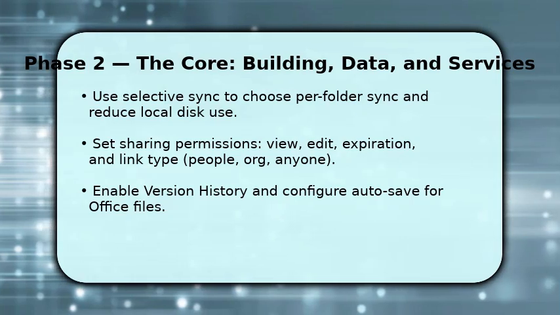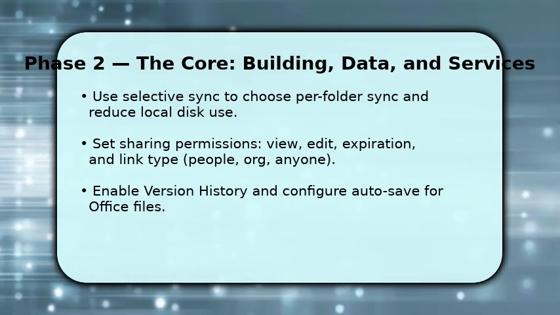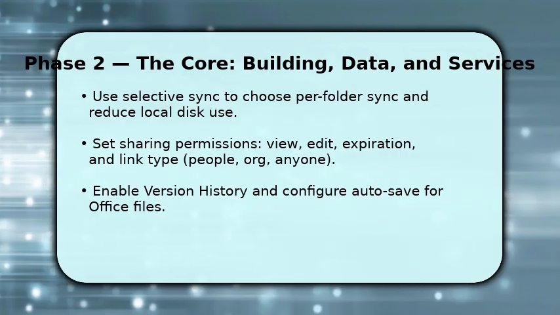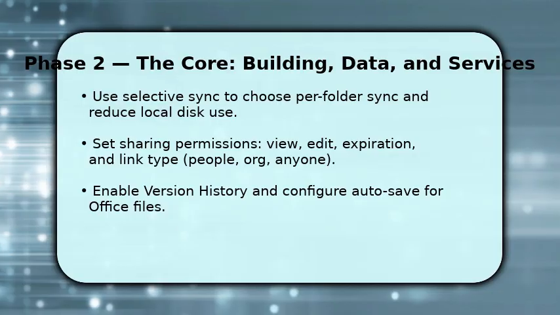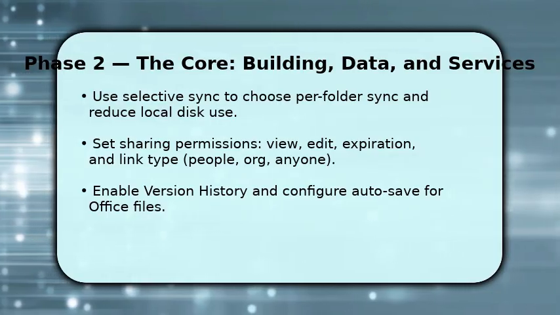Now configure deeper settings to control behavior and access. You can use selective sync to keep large folders online only, which reduces local disk use. Adjust per folder settings in the OneDrive preferences.